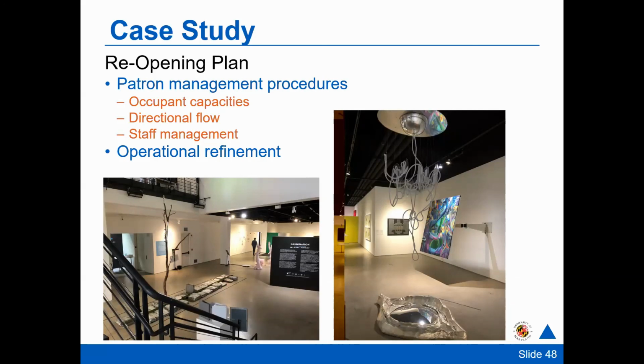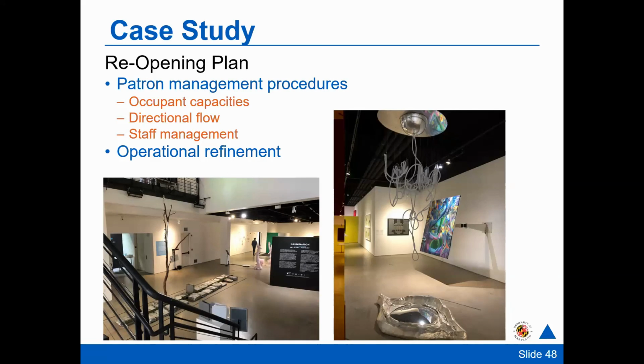of that occupant capacity, knowing what a reasonable number of people might be based on the capability of the space. The directional flow was probably one of the biggest items that was incorporated, but again, there's some room to look at different situations there. And then of course, staff management is another one.